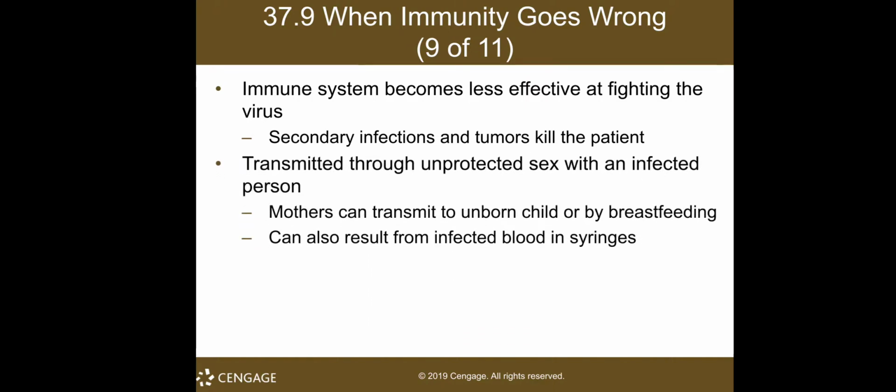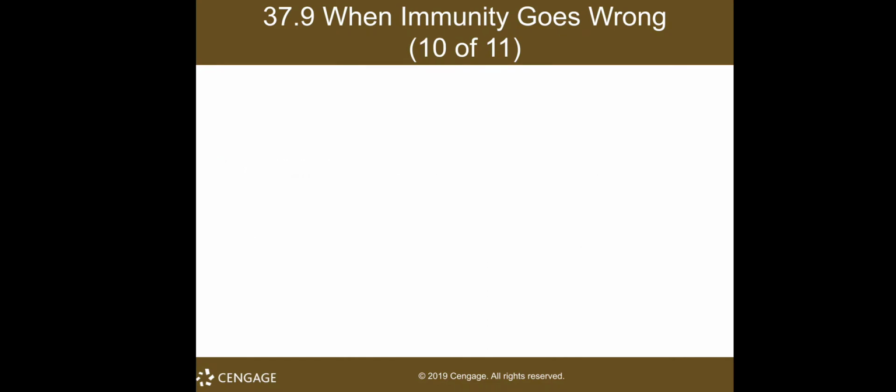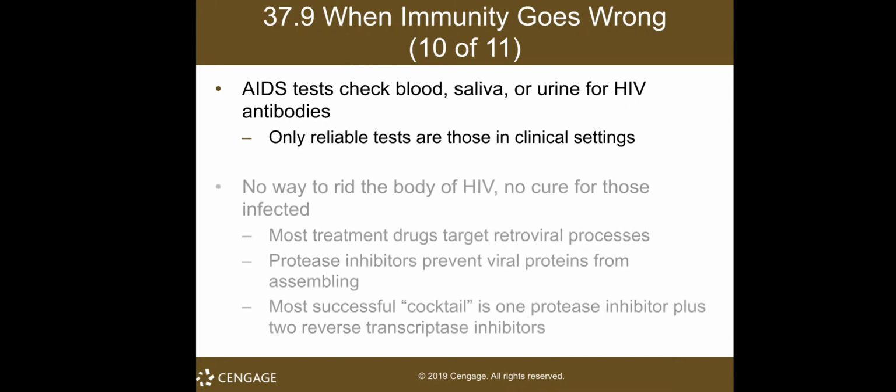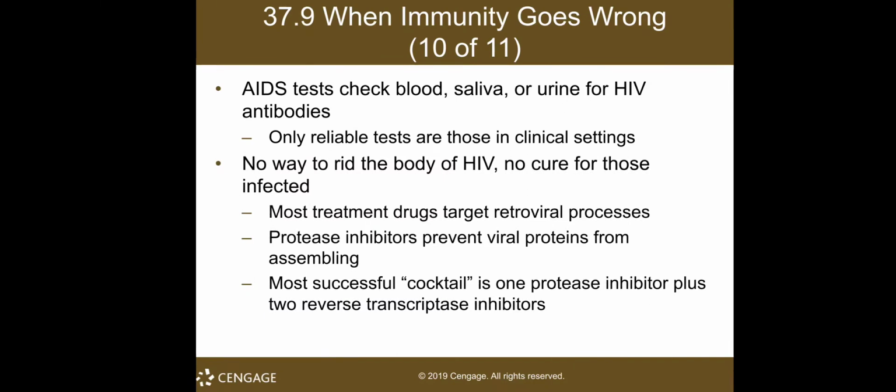HIV is transmitted through unprotected sex. Mothers can also transmit the virus to the unborn child inside the womb or by breastfeeding. It can also result from infected blood in a syringe. AIDS tests check the blood, saliva, or urine for HIV antibodies, but the only reliable ones are those in the clinical setting. There's no way to rid the body of HIV. There's no cure for those infected.